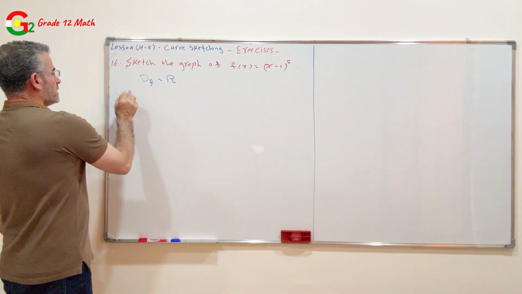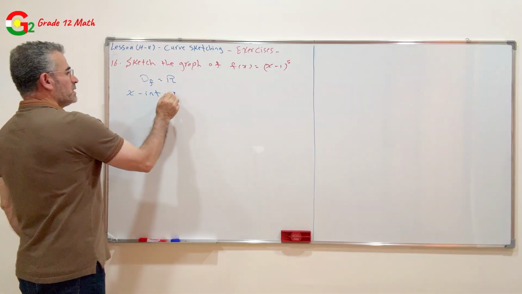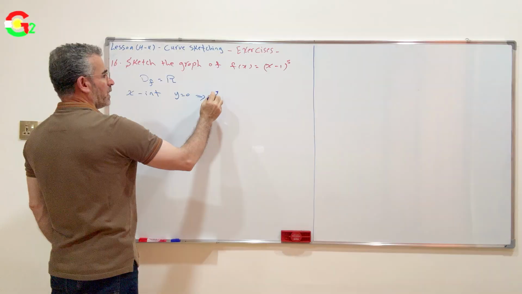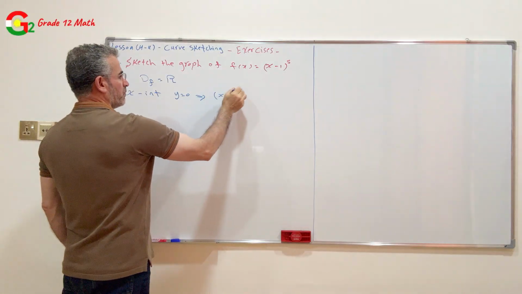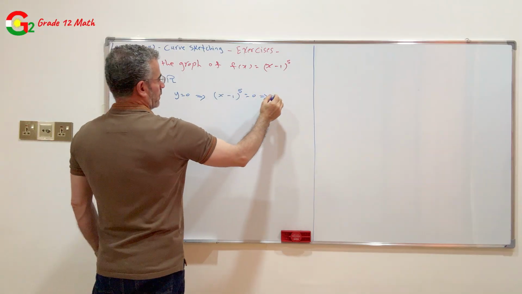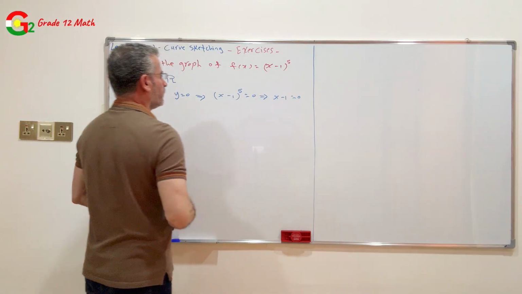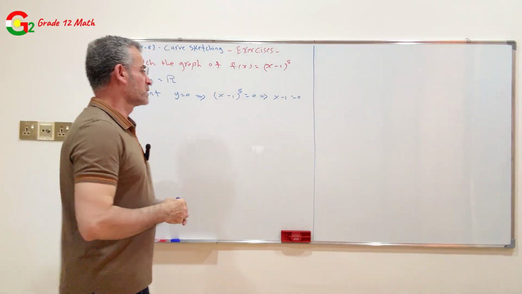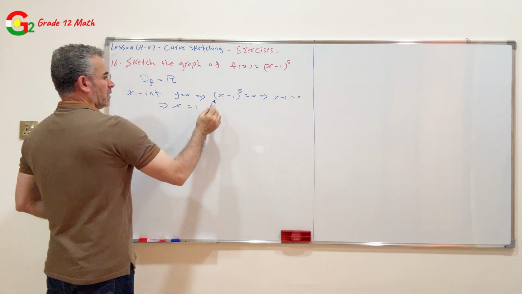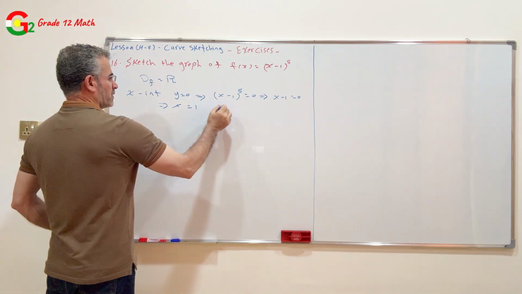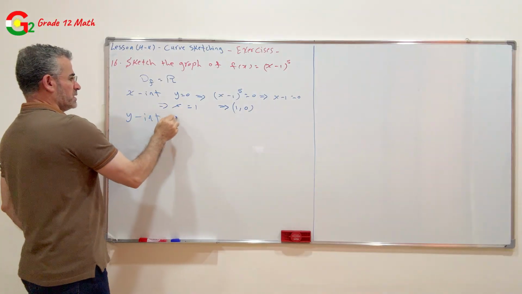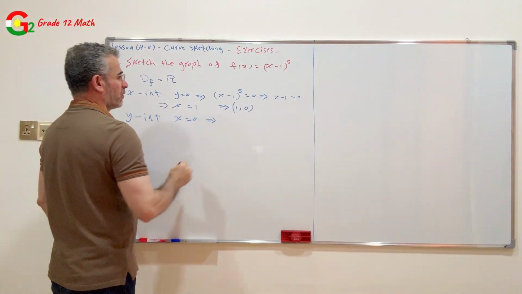To find the x-intercept, we set y equals 0 and solve the equation for x. So (x minus 1) to the power 5 equals 0. Then x minus 1 equals 0. Take the fifth root of both sides. Then x equals 1 is the x-intercept point for this function, (1, 0).